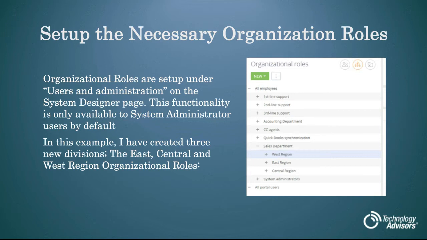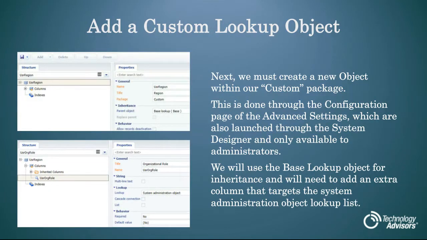From there, we're going to create that custom lookup object. So we're going to place that directly into the custom package. This is actually done through the configuration page on the advanced settings, which are also launched through the System Designer. So these are going to be available only to system administrators. We're going to use the base lookup object to inherit the properties of the base lookup, and we're going to add an extra column that actually targets the system administration object lookup list. So let me go ahead and actually pull up my screen, and I'll walk you through these first two steps before coming back to the slides.